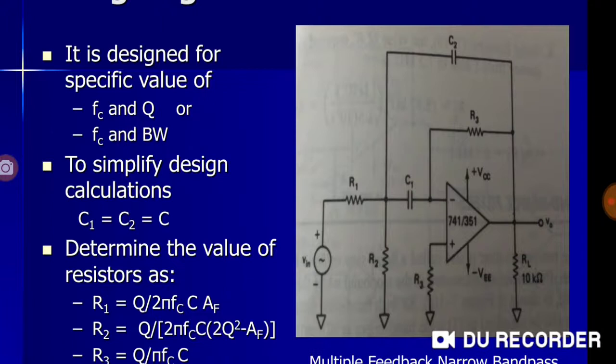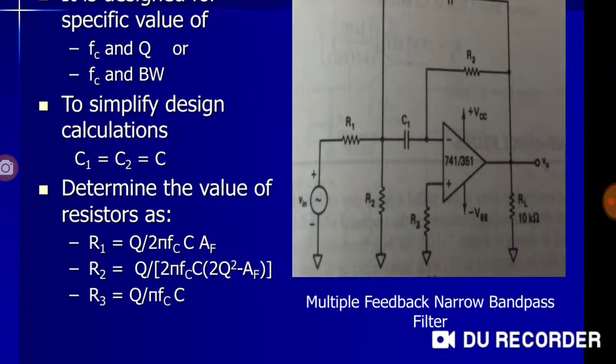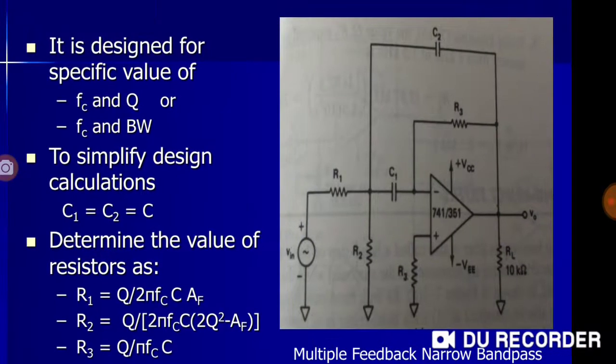The two pieces of information are required, FC and Q or FC and bandwidth. Now to simplify the design, in the circuit we have C1 and C2. Once we have the center frequency and the quality factor required, we place them accordingly so that C1 is equal to C2, which has the same value C. Now we determine the value of the three resistors. If you see, there are three resistors, R1, R2 and R3. R3 is again connected over here, so there are no different resistances used. So three resistance values that we need to know.